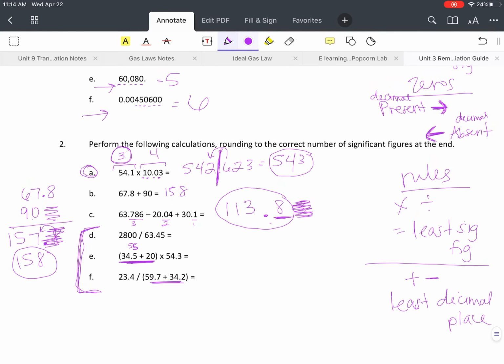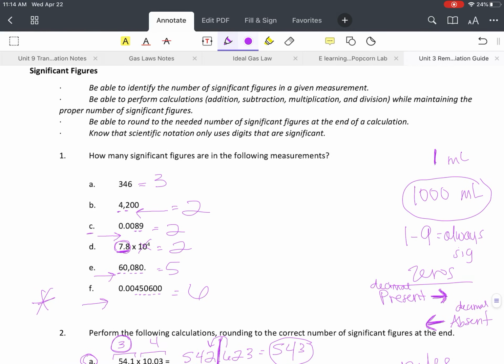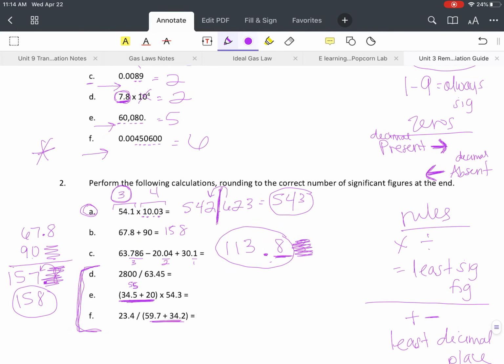So then I'll use the 55 times the 54.3. Okay, so like I said, I'll post the key. I'll post basically the same page and just go in and add the other answers that we've missed. And then, like I said, I'll add a few more practice problems here on significant figures, just to give you a few more practice if you need to before you take the actual test.